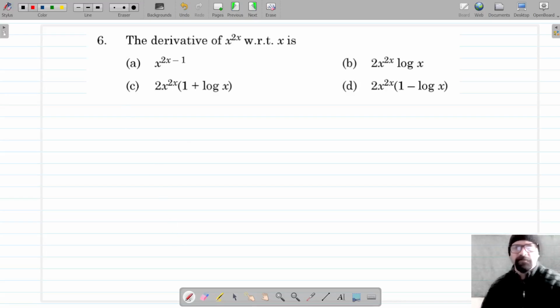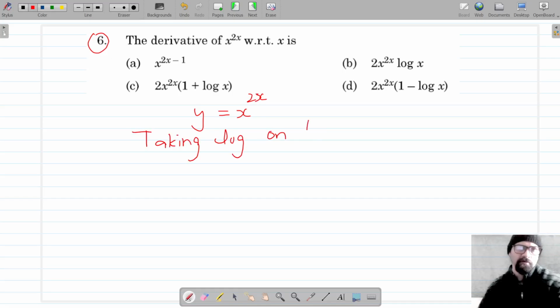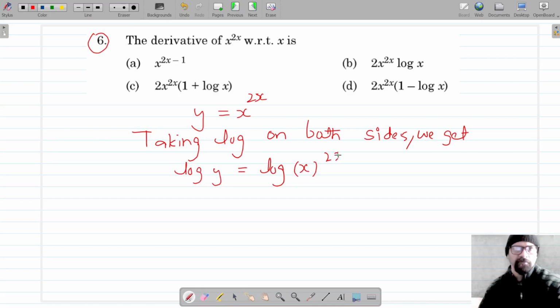Okay, for question number 6, we have to find the derivative of x raised to the power 2x with respect to x. Let's say this is the function y, and because it's a function raised to the power of a function, we are going to take log on both sides. So this is log y is equal to log of x raised to the power 2x.